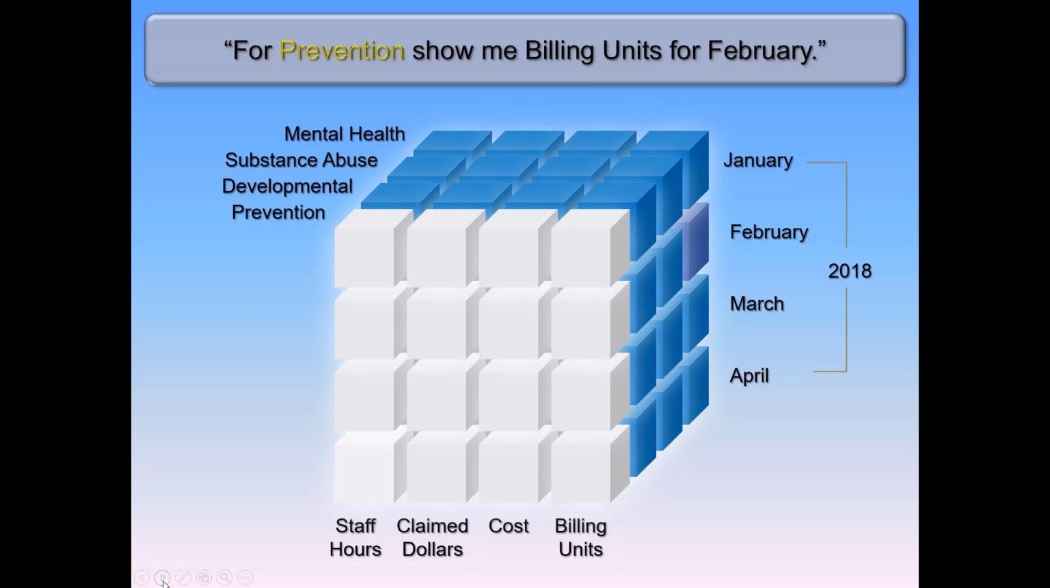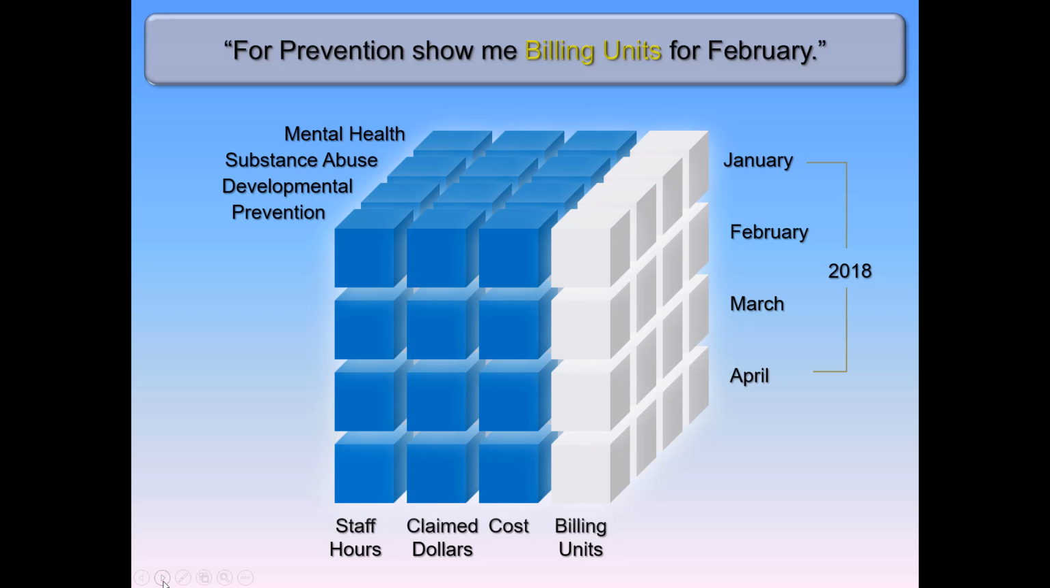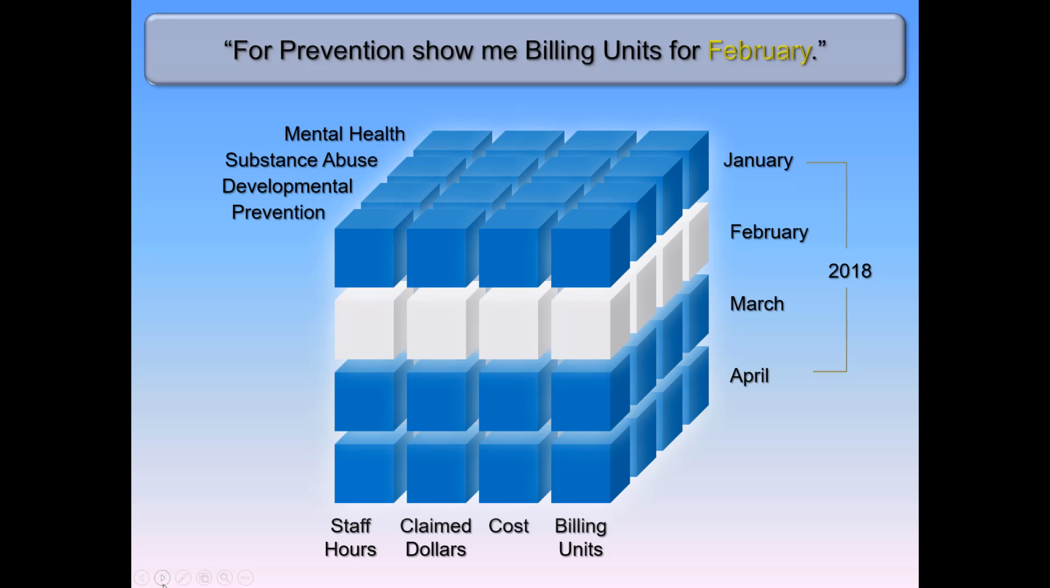And you can see that that lights up across all of the months and all 4 of our various measures that we're looking at. But what we want to see is billing units for February. Now, as we go to this slide, you can see we've now whittled down and parameterized, so we're only bringing in the billing units. So the billing units for prevention for February.